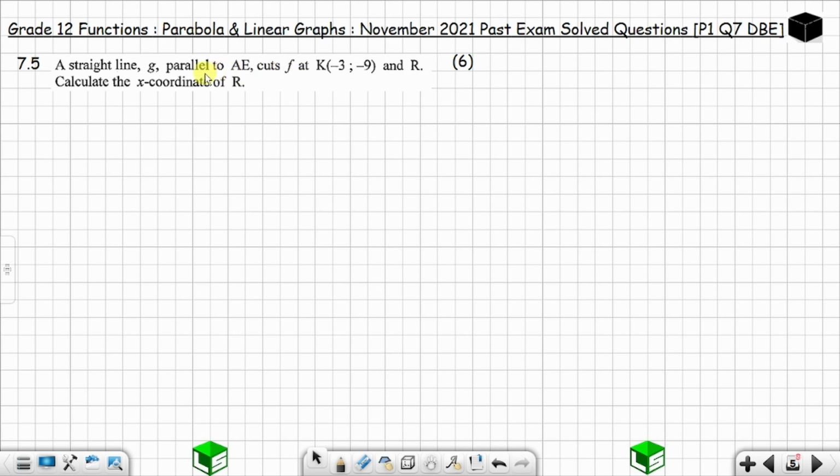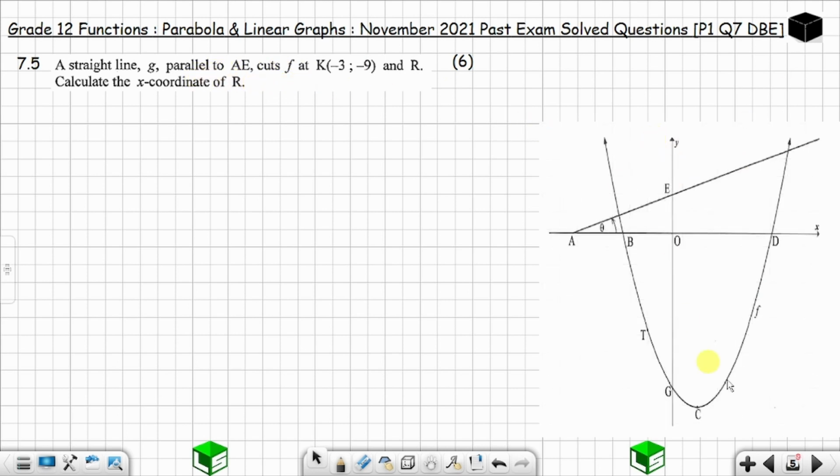Okay, let's illustrate what they are telling us in this question. So this is the graph. Now there is a straight line called G, which is parallel to AE. This is AE, and there is a line which is parallel to AE, and the line is cutting F. This is F. It's cutting F at K and R. The coordinate of K are -3 and -9.